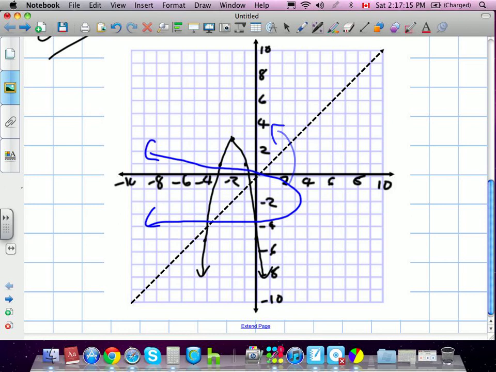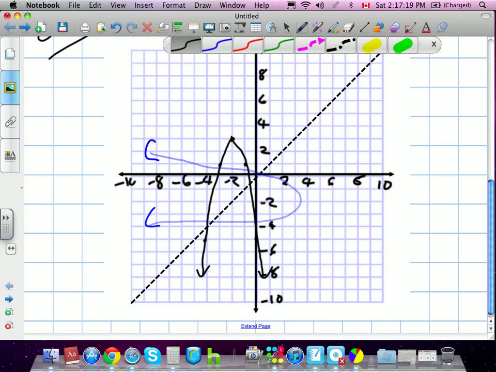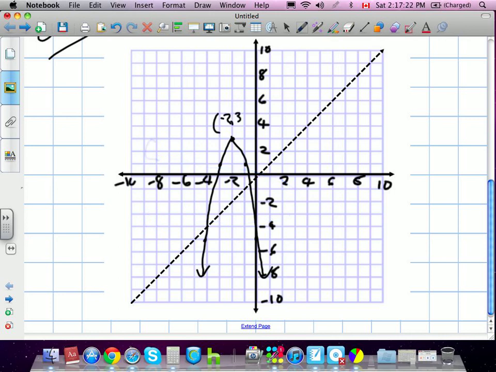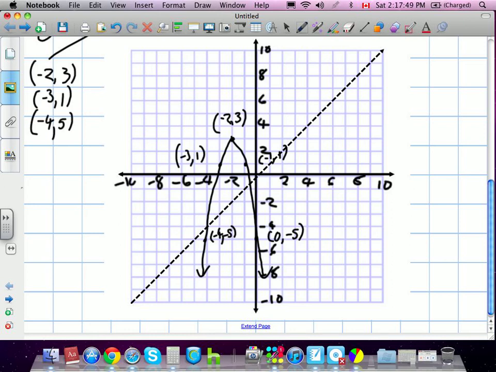So one of the easiest ways to do this is to find the coordinates, right? One of these coordinates is -2,3. Another coordinate is -1,1, -3,1. Then they had -4,-5, and 0,-5. So we'll put those points on the side here: -2,3, -3,1, -4,5, along with -1,1, and 0,-5.